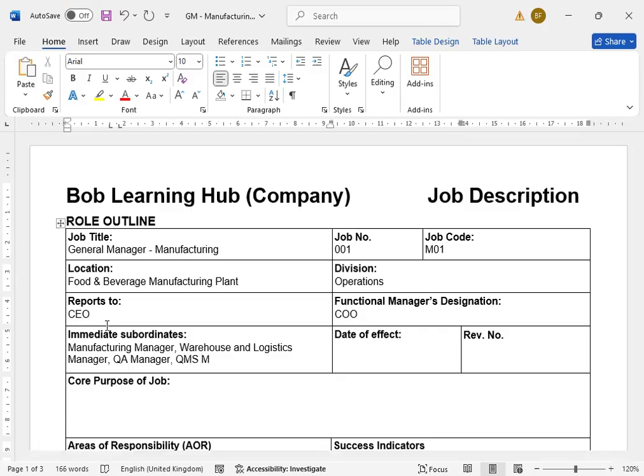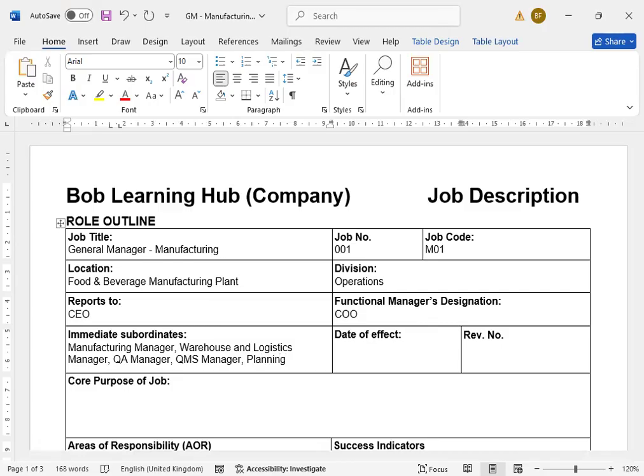So the QA manager, the quality assurance, is different from the QMS manager. The QMS is the quality management system, where they handle all the regulations and the standards, like the ISO 22000, things like that. So this is the role of the QMS manager, who reports to the general manager manufacturing. Another manager reporting to the GM would be the planning manager.